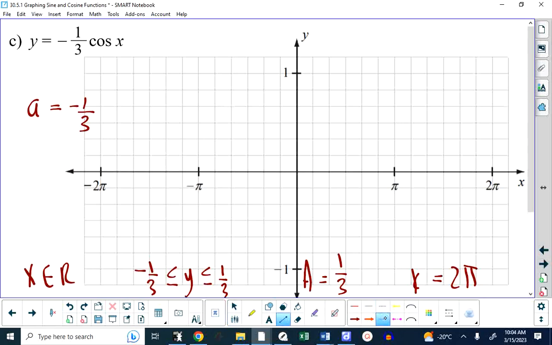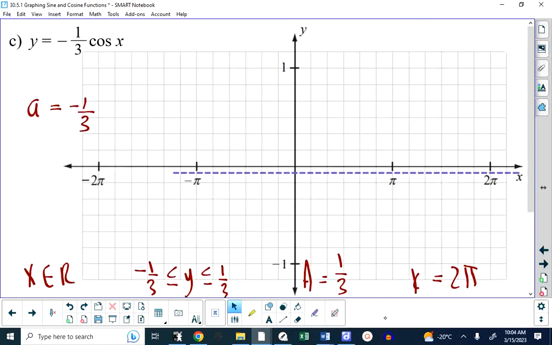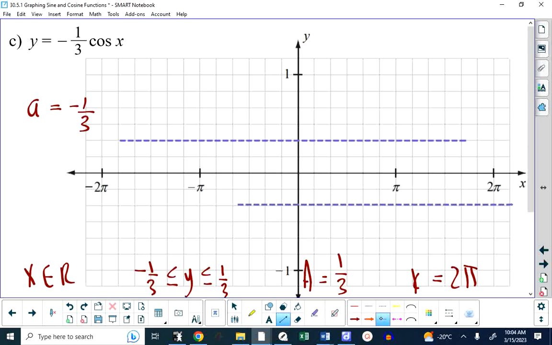And as I said, I'm going to pick up the pace by showing less and less in my explanation. Come on, get on there. There we go. There's going to be a maximum at 1/3. There will be a minimum at -1/3. The middle of the graph will be on the x-axis.